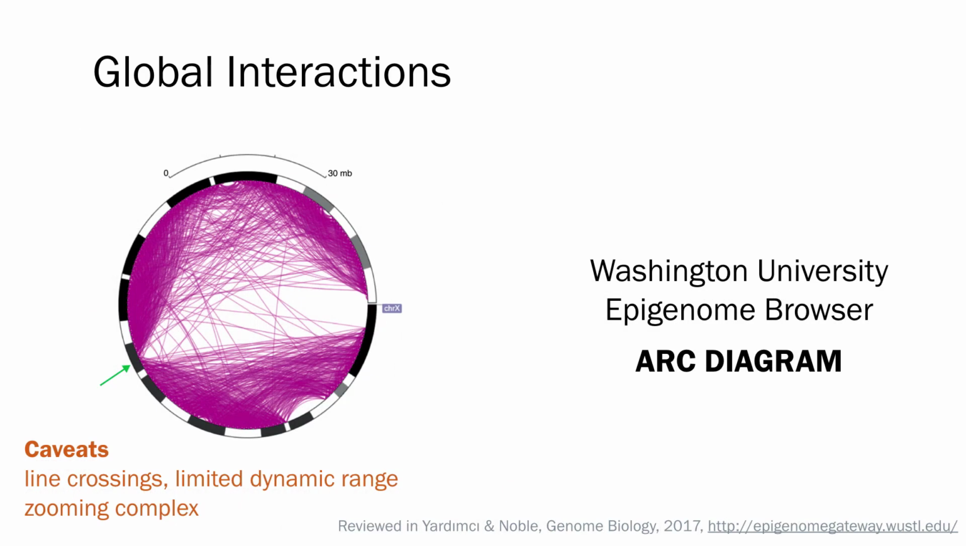This is another example for global interactions, visualized now as an arc diagram. This is the WashU epigenome browser that can generate these kind of plots. Here, and that might be a bit misleading compared to what we looked at earlier, this is just chromosome X. This is not multiple chromosomes, so you always have to be careful when you look at these things, what is actually mapped to the circle.